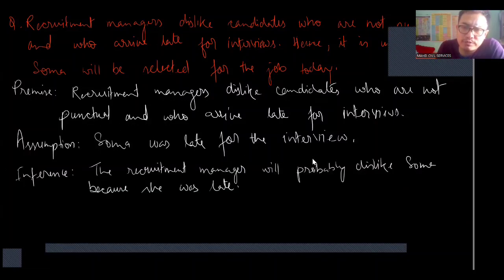Soma was late for the interview is an assumption. Now, Soma will not be liked by the recruiter. Inference: the recruitment manager will probably dislike Soma because she was late. Because she was late, assumption. Inference should be based on a premise and an assumption.